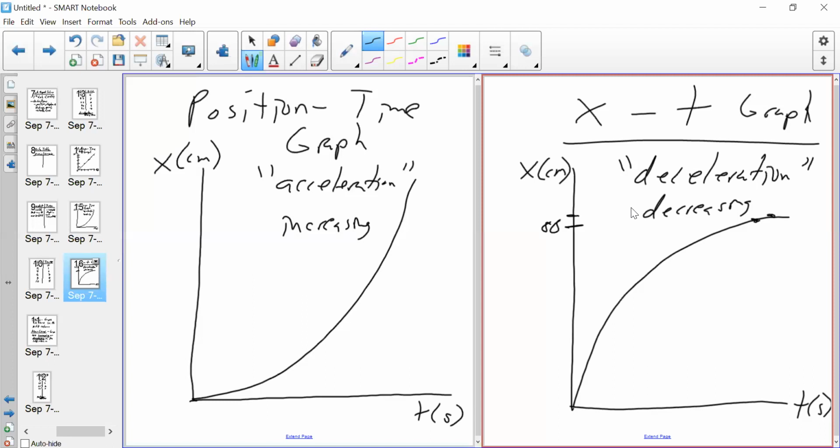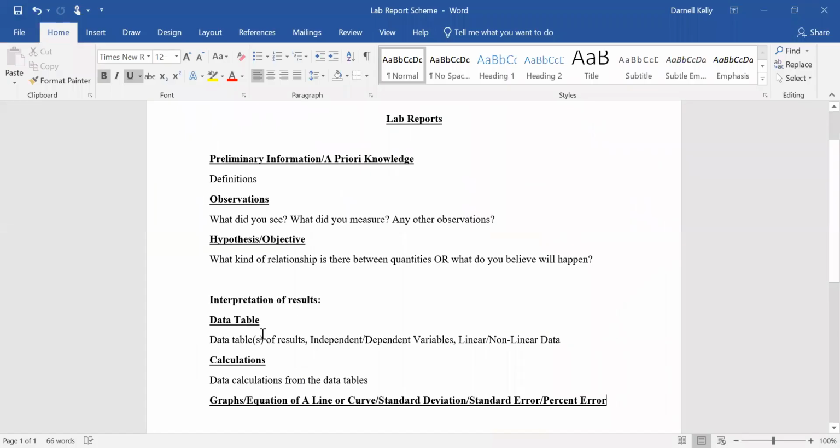So we have now our data here. We graphed it. Going back to my lab report schema, I'm in the data table part. Calculations will be next. So I have my data table of results, my independent, dependent variables. My dependent is on the left, my independent's on the right. Linear, nonlinear data, we've determined that.